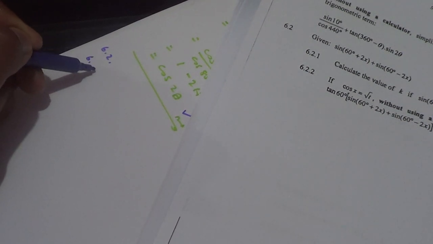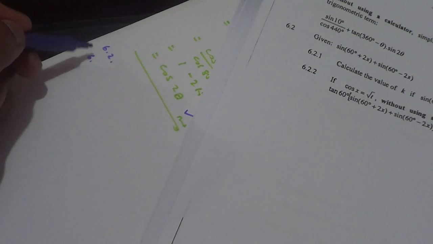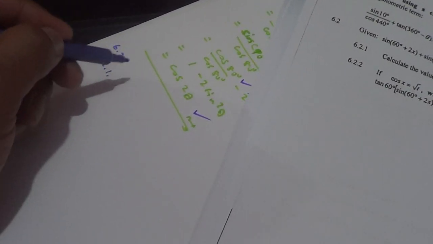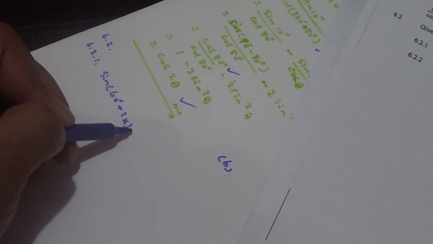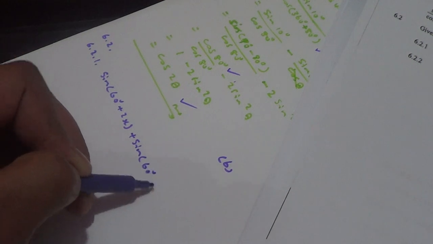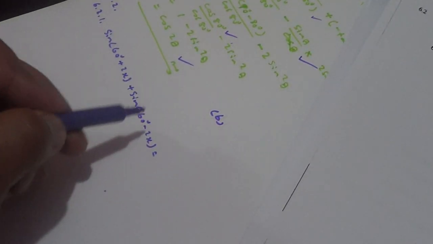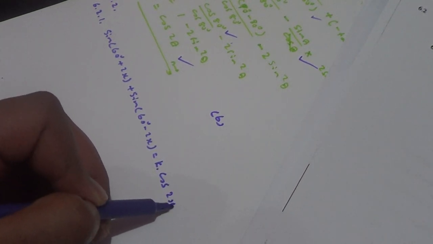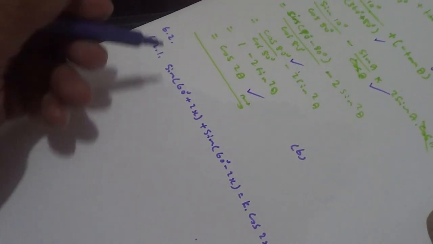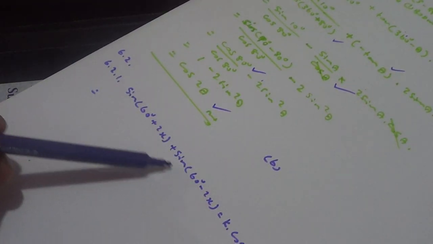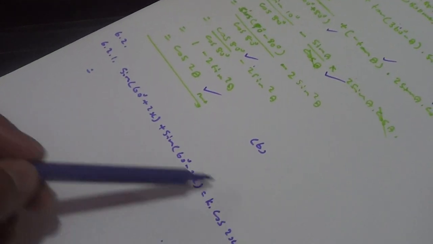Okay, let's see what we have here in 2.1. We have here sine of 60 degrees plus 2x plus sine of 60 degrees minus 2x equals k cos 2x. Okay, so we want the value of k, so it's 3 marks, so it means it's not gonna be complicated. But here you don't have a choice. It's a trick equation. If we use our three-step approach, we don't have equal angles. Sine 60 minus 2x is not the same as 60 plus 2x. So here we definitely cannot do this, and we certainly cannot factorize.